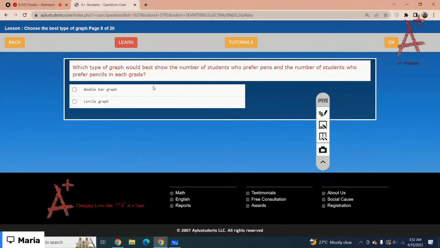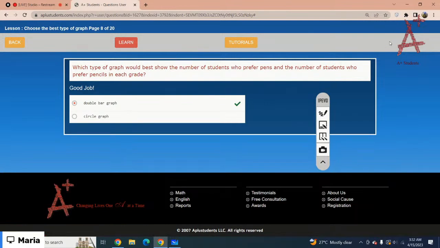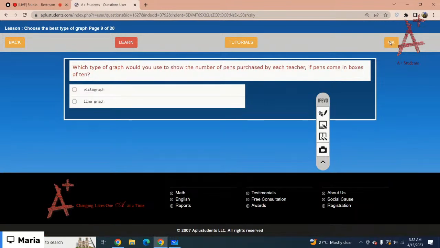Which type of graph would best show the number of students who prefer pens and the number of students who prefer pencils in each grade? Double bar graph or single bar graph or circle graph? You can use the double bar graph because here you have a comparison between the number of students who prefer pencils and those who prefer pens. Got it? You can use the double bar graph when you have to compare something. Got it?